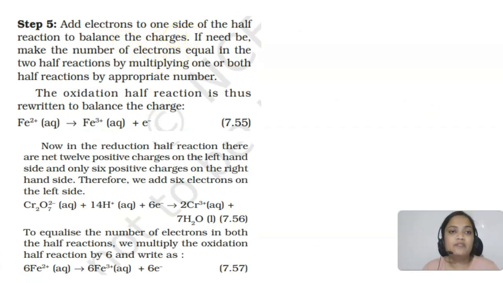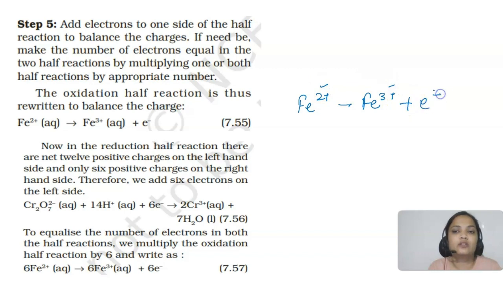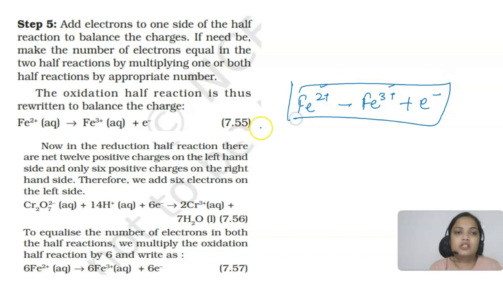Now that you have done it, you need to add the electrons to one side of the half reaction to make it balance. To balance the charges, of course, you have to write that too. So if Fe2+ is changing to Fe3+, here the charge is +2, here it's +3. So we will make this +2 by adding an electron. So this is what we have done for the oxidation half reaction.